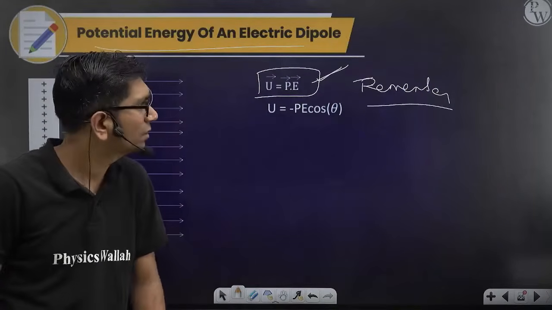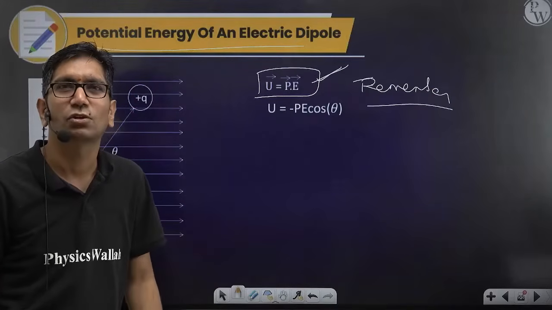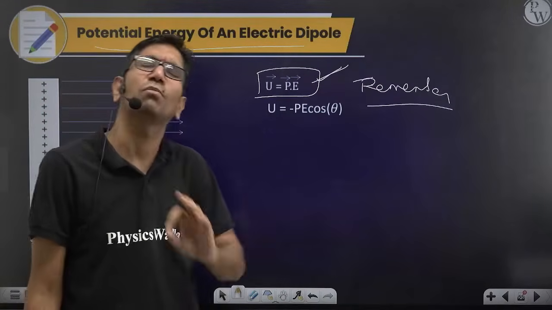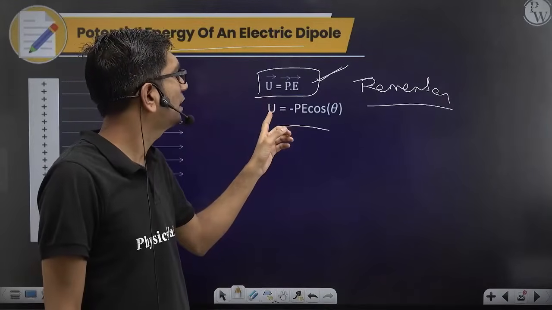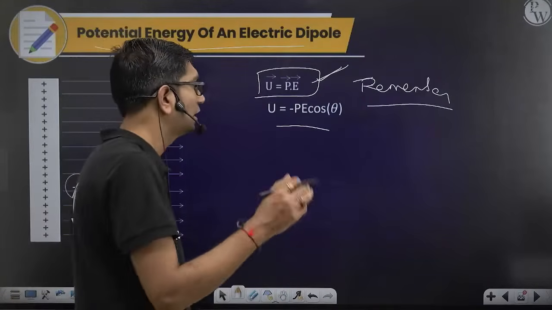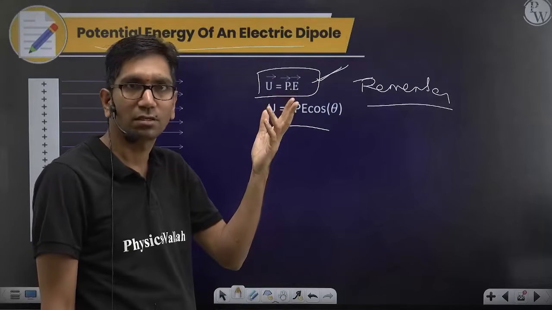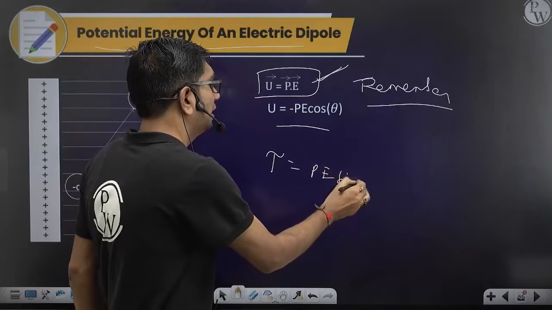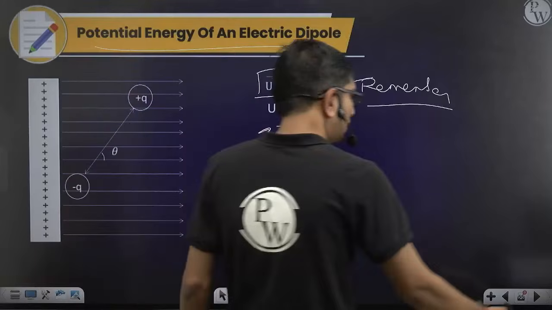I told you the trick for solving dot product numericals also. Whatever formula it may be, you can solve it with the best trick, beta. See here. So finally, if theta is present between these two, the potential energy is minus P E cos theta. How to remember this? I'll tell you. Just integrate the torque. If you integrate the torque, P E sin theta, you will get the potential energy. Remember this one. Next are the cases.